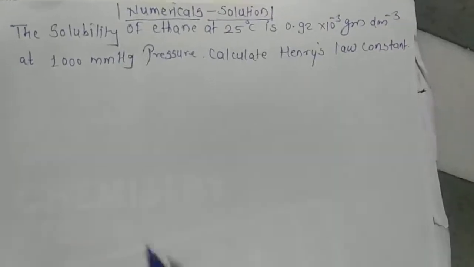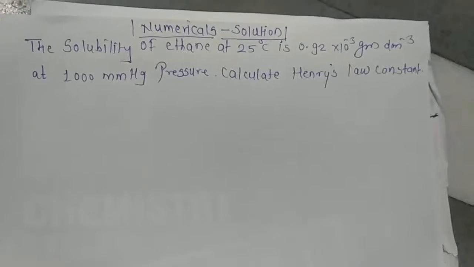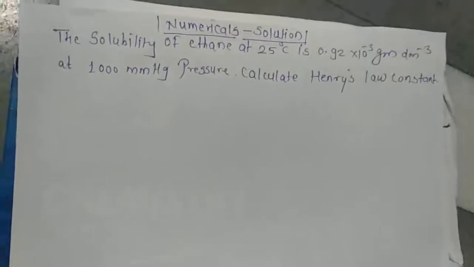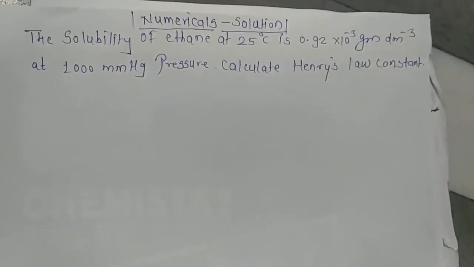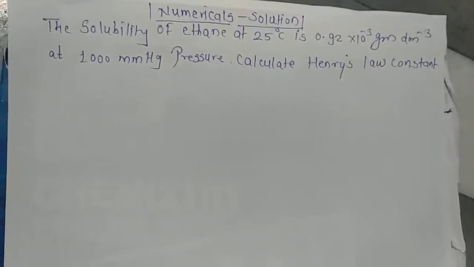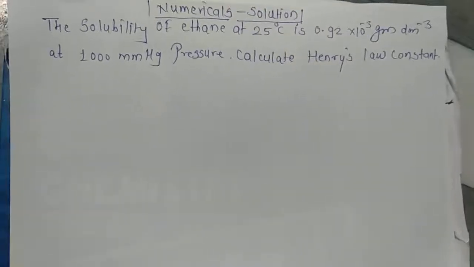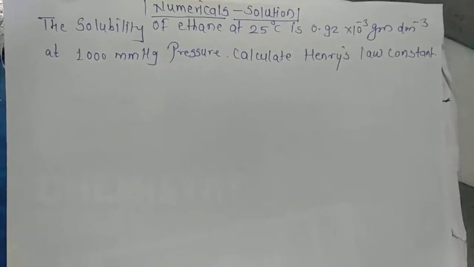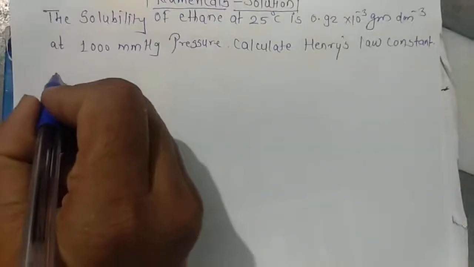Hello to all. Here we are going to solve the problems of the chapter Solutions. The first one: the solubility of ethane at 25 degrees Celsius is 0.92 into 10 raised to minus 3 gram per dm cube at 1000 mmHg pressure. Calculate Henry's law constant. So here we are calculating the Henry's law constant, and we are writing down the values which are given here.